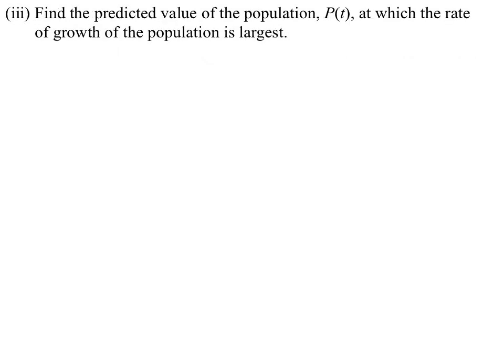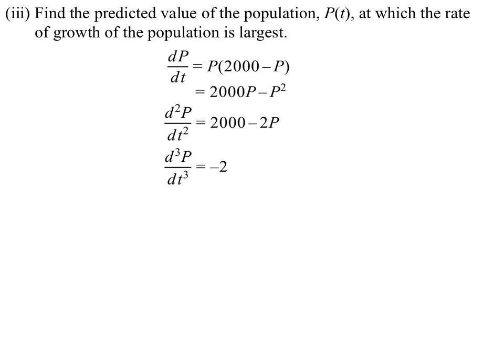Find the predicted value of the population at which the rate of growth of the population is the largest. This is where you've got to really read the question closely. What is it asking? It's saying the rate of growth is the largest. So we want to know when dP/dt is the largest. Well, that's dP/dt. And so I could find the second derivative. That will find the stationary points of the derivative. Remember, that's what we're trying to maximise. So the second derivative would equal 0. The third derivative would then confirm that it's a maximum point, not a minimum point.